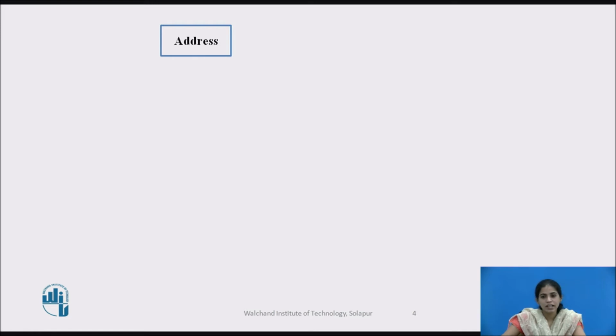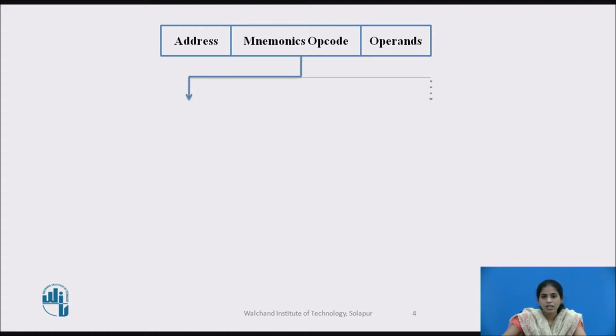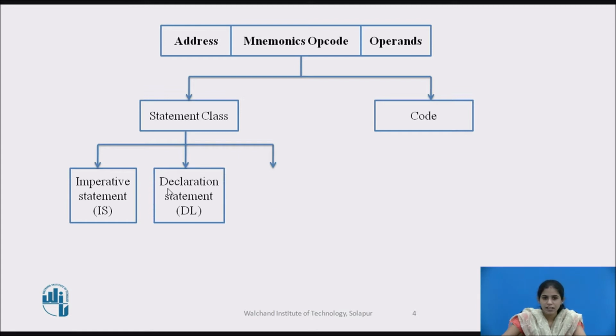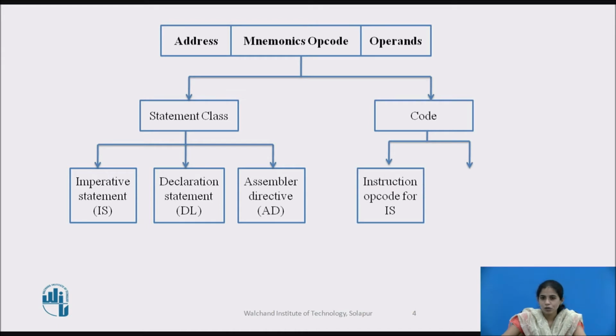Here the syntax of writing the intermediate code is address, mnemonics opcode, and the operands. The mnemonics opcode is divided into two parts, statement class and code. The statement class is divided again into three: imperative statement, declaration statement, and assembler directives. And the code consists of the instruction opcode for the imperative statement and the code for the assembler directive and the declaration statement. So this is the hierarchy for the mnemonics opcode. For the mnemonics opcode, we specify the statement class and their respective code.